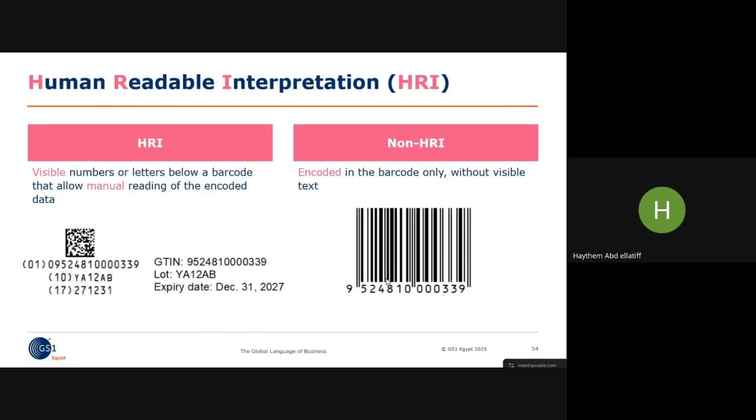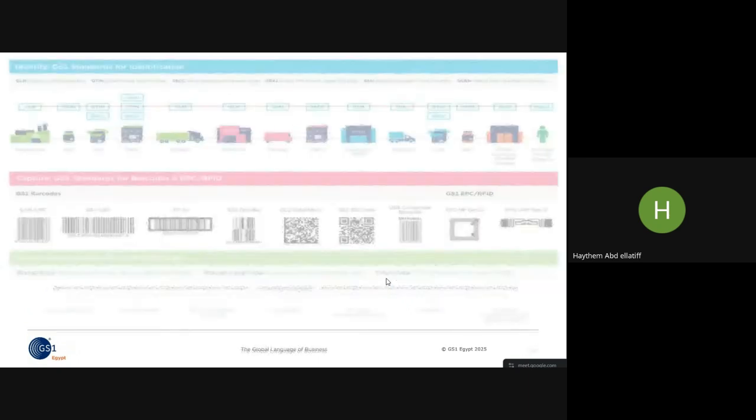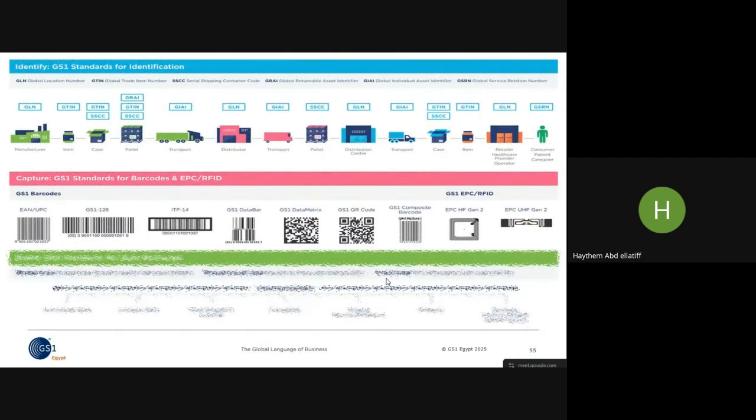And also we have HRI. HRI means human readable interpretation. It is visible text under or near the barcode, allowing manual reading if scanning is not possible. So it is also one of the main requirements for track and trace in the capture.